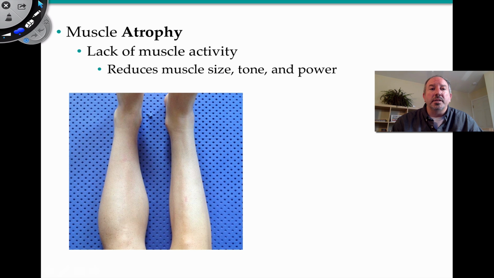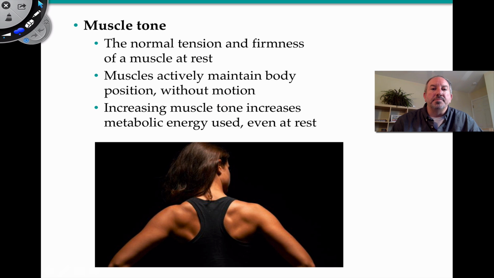You may be familiar with this. It's the lack of muscle activity, and sometimes it's not intentional that we're not exercising. Sometimes, for example, if there's a fracture in our lower leg, we may have been placed in a cast, and so these muscles haven't been working. Do you notice how this leg over here is reduced? The muscle size is actually reduced, and the tone and power is lost as well. This will eventually come back once atrophy can be recovered.